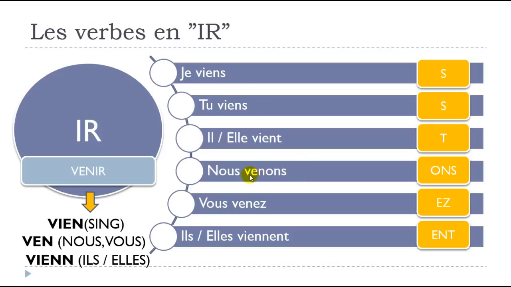Then you will get venons, okay, keep in mind that in that case it's venons, venez, and the last one, because you've got this double N here, you need to pronounce it, and that's the reason why you should pronounce it viennent, viennent, okay? So, ils viennent, elles viennent. Just one more time to make it clear. Je viens, tu viens, il vient, elle vient, nous venons, vous venez, ils viennent, elles viennent.